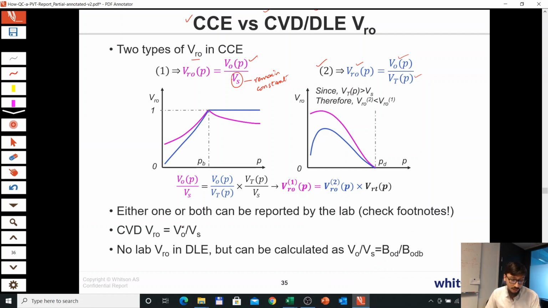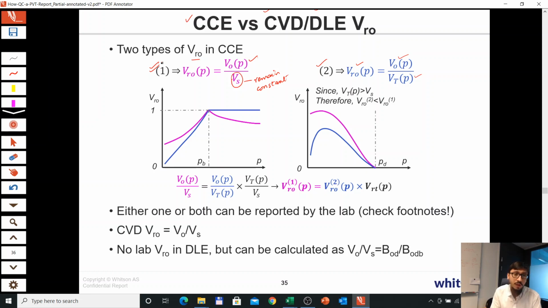So in this PVT report, we have both relative oil volumes, but most PVT labs can provide you either just one relative oil volume data, or both numbers. In either case, you need to know what data they have provided, because for this QC, the relative oil volume that we will be using is this one. Okay, and we will see the reason why that's the case. But if you have CCE data with two relative oil volume columns, you should know which one the lab is reporting.